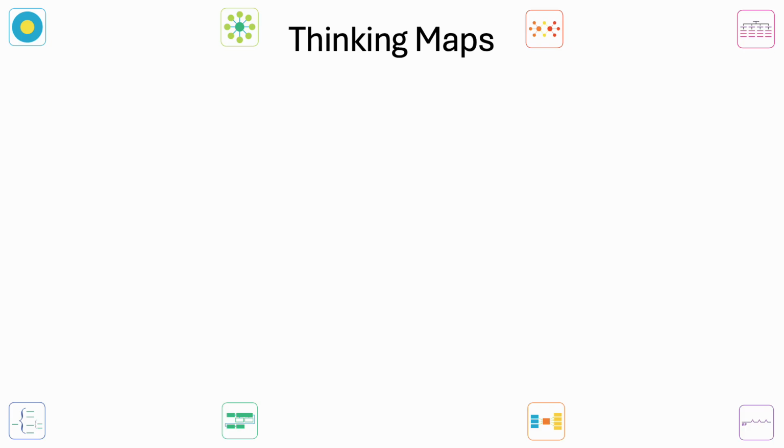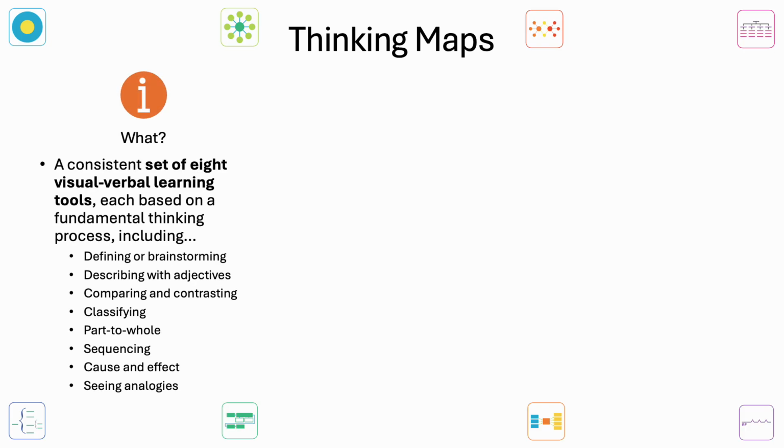Okay, let's review briefly what thinking maps are, when we should use them, and why we should use them. We recognize that many of you have received this training before, while some of you may never have had it. So what are thinking maps? Thinking maps are a consistent set of 8 visual verbal learning tools, each based on a fundamental thinking process, created from substantial research on how humans learn.